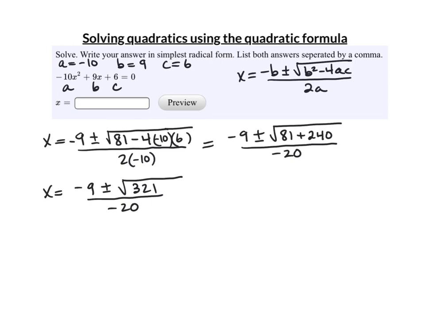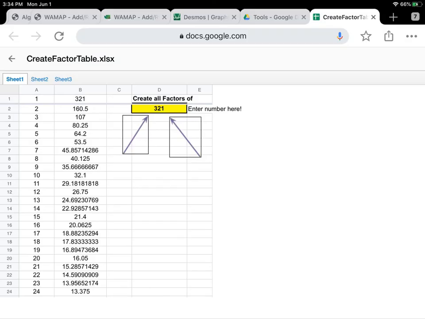So now we're going to look for perfect squares in 321. I'm going to guess that there aren't any, but let's take a look. 321. So we're looking for perfect squares. Ignore the decimals. It's 3 times 107. 107 is prime, I believe. So there are no perfect squares in 321, which means we're basically done.